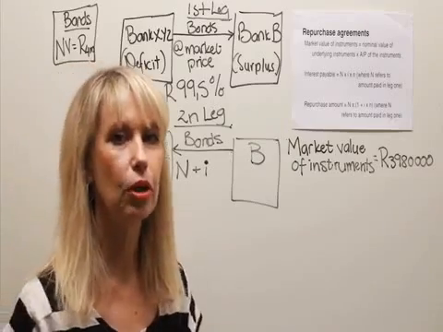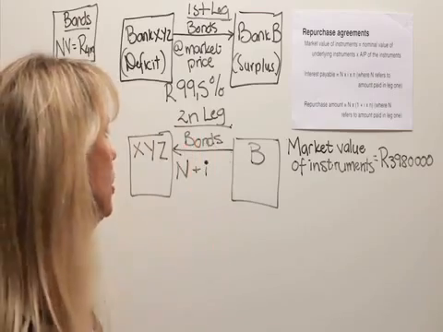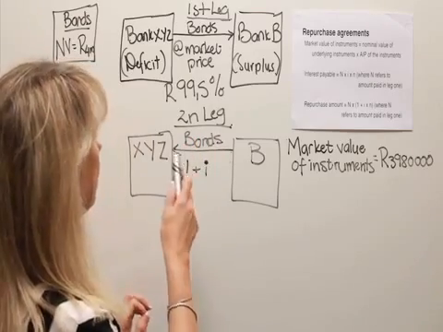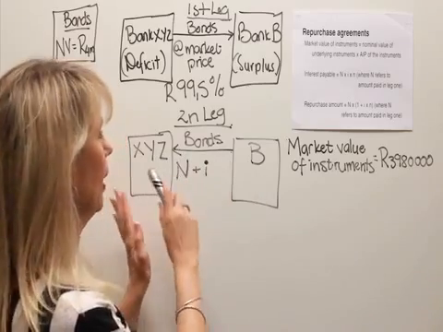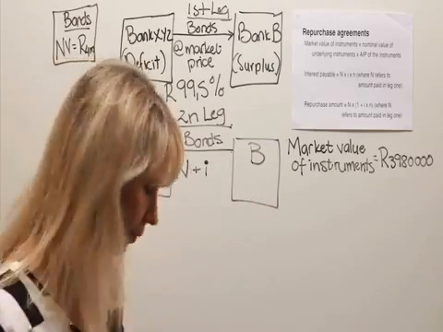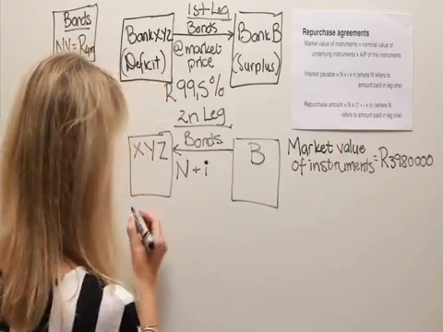Section B, you are asked to calculate the amount that will be paid in the second leg of the transaction. In other words, when Bank XYZ buys these bonds back from Bank B and the money flows to Bank B. Right, now the formula that you will use is this one. I'm going to write it down.